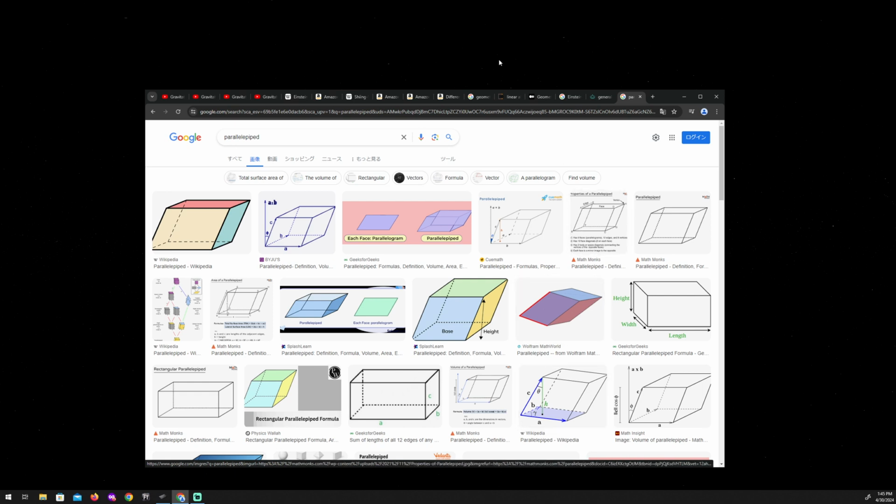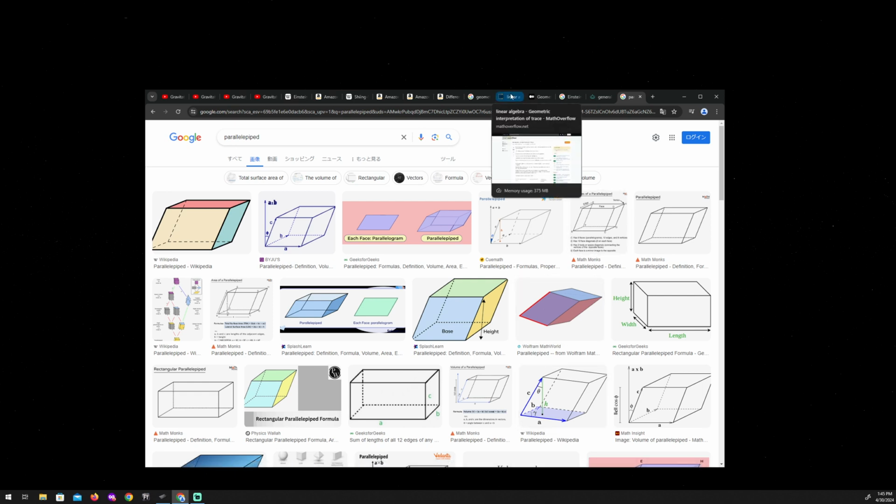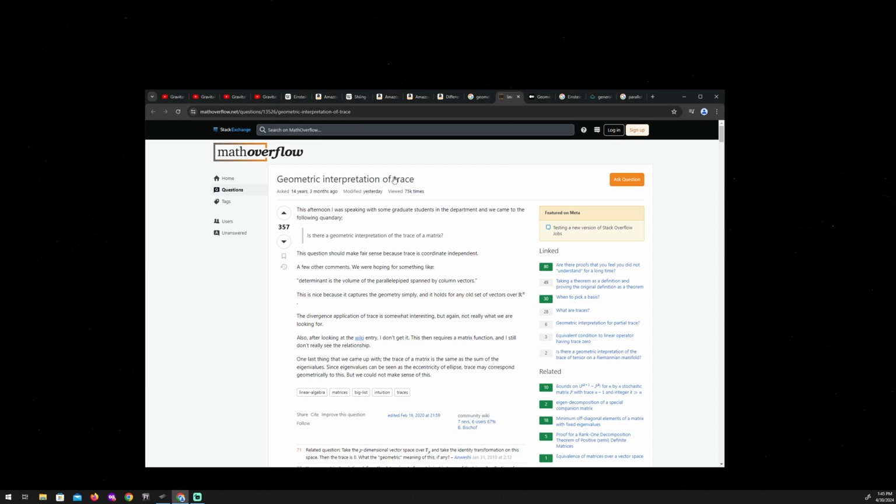And there's also the trace of a matrix, and that has become important in some of the other stuff that I've been doing lately. So I really want to understand this geometric interpretation of trace. So this question, which is pretty popular on Math Overflow, says, this afternoon I was speaking with some graduate students in the department, and we came to the following quandary. Is there a geometric interpretation of the trace of a matrix? And this sounds like they're a professor, maybe.